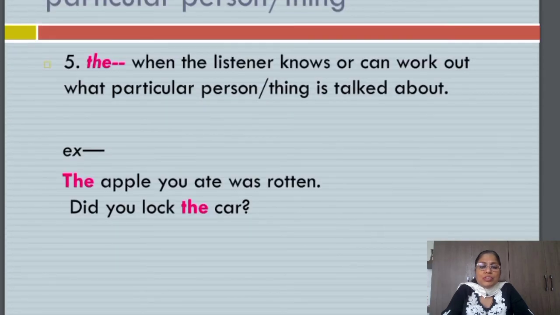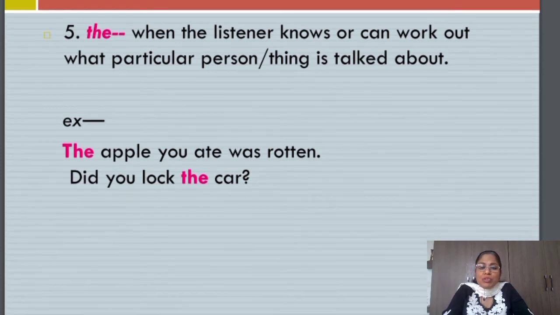The fifth usage of the definite article the is this. When the listener knows or can work out what particular person or thing is being talked about. If I say the apple you ate was rotten, I don't mean any apple. I mean that particular apple which you ate. That one was rotten. So it is the particular apple, specific apple, and not any apple. Did you lock the car? Which car?